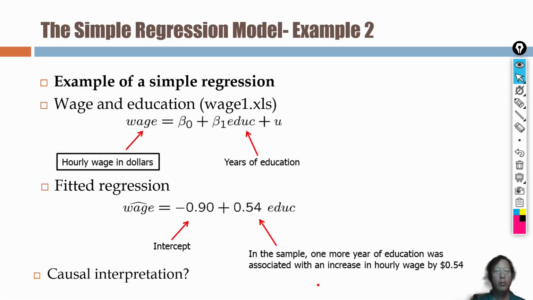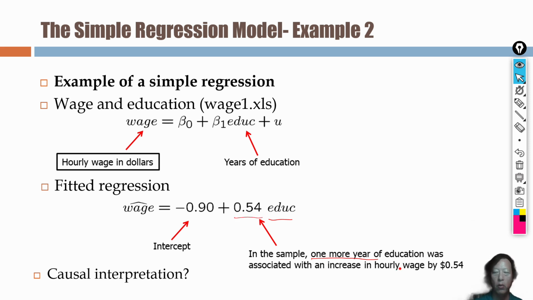This is another example, so we will see how we can do it in Excel. We are trying to find the effect of education on wage, and then you can fit it. The same way, this is how much one more year of education, the number of years of education, raises the wage. One more year of education, your wage will go up by 0.54.